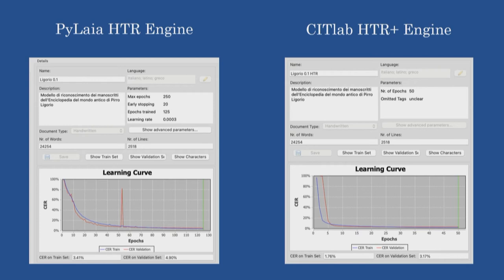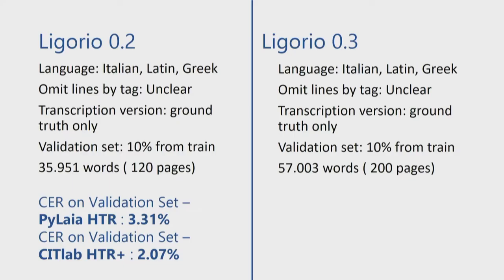3.17 compared to 4.90. The first model was then used to automatically transcribe from pages 78 to 120. And to do so, the same workflow I showed before was adopted. These 120 pages were then used to create the second model, the Ligorio 0.1.2. Testing both the engines, the CER VAL was 3.31% for the Pylaia HTR and 2.07% for the SITLAB HTR.